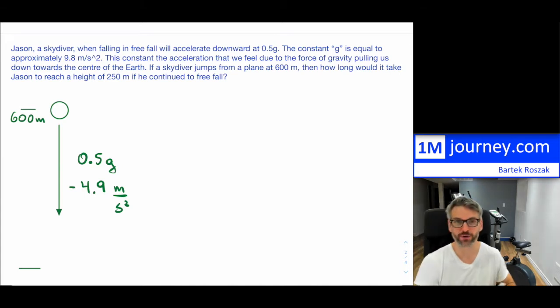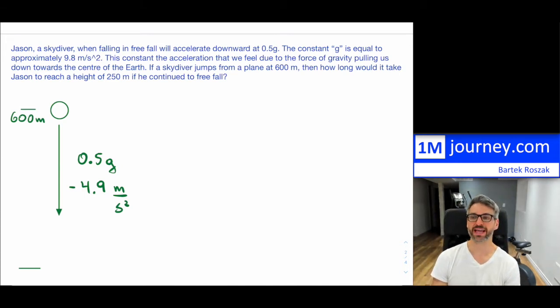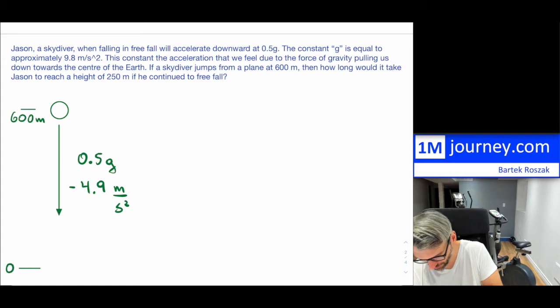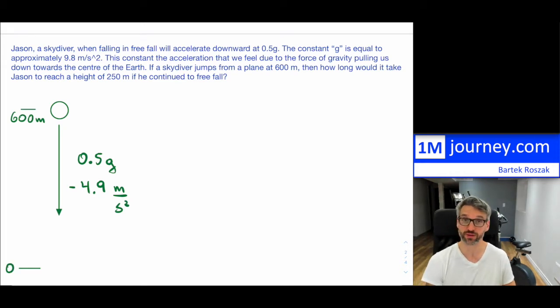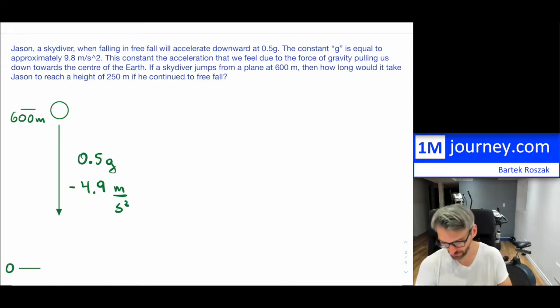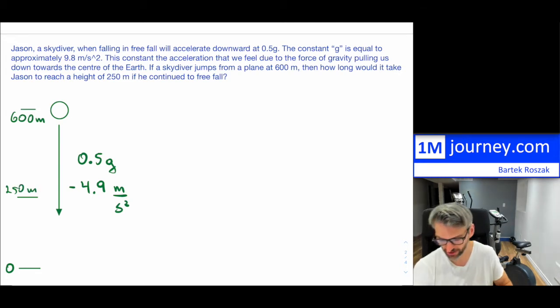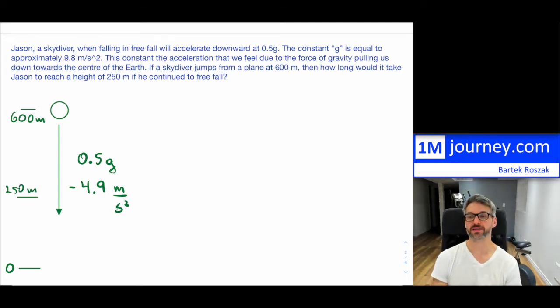So they're falling down. Now it says, how long would it take Jason to reach a height of 250 meters if he continued to free fall? So let's say this is 0 meters, because here we would have hit the ground, which we don't really want to do in free fall. And let's say right here is approximately 250 meters. So what happens, and we want to know how long does it take to get to that point. How do we model this as a quadratic? What do we do?